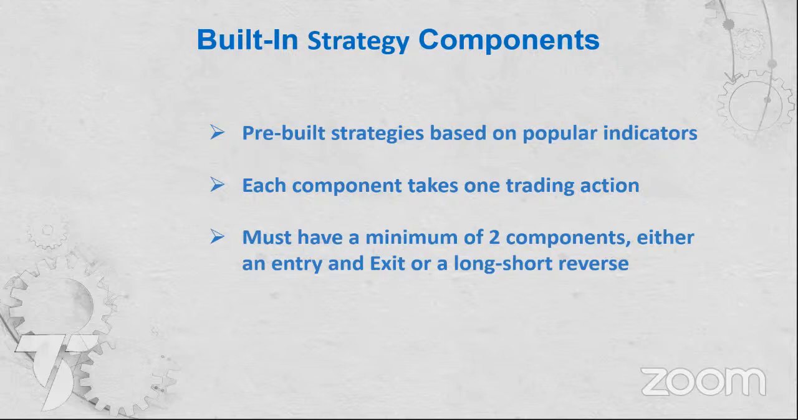You must have at least two strategy components, or at least two rules for either entering and exiting or entering and reversing. So at the very minimum, you're going to have at least two components, either a reversing idea or an entry and an exit.